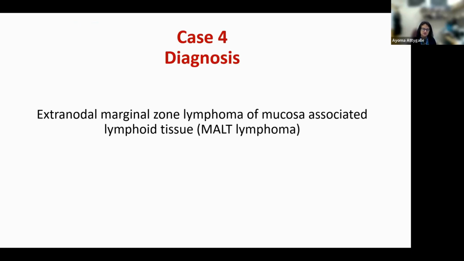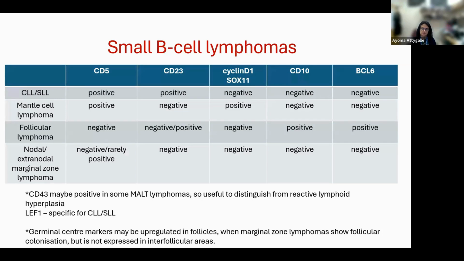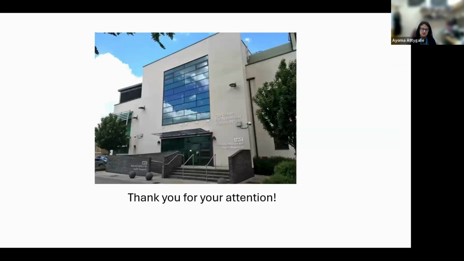The diagnosis in this case is extranodal marginal zone lymphoma of mucosa-associated lymphoid tissue, or MALT lymphoma. So I leave you with this table, which is useful for trainees. And I thank you for your attention, and I'm willing to take any questions.